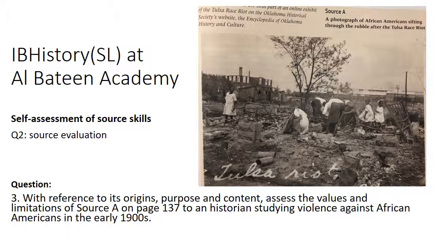This video discusses the question with reference to its origins, purposes and content. Assess the values and limitations of source A on page 137 to an historian studying violence against African Americans in the early 1900s. It's a paper 2 source evaluation question from paper 1 of the IB history exam.